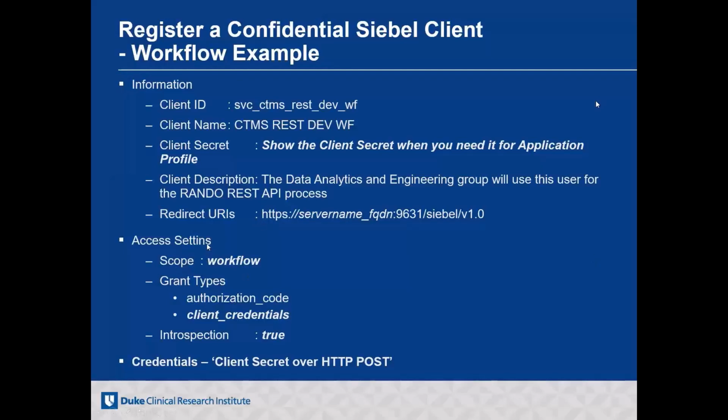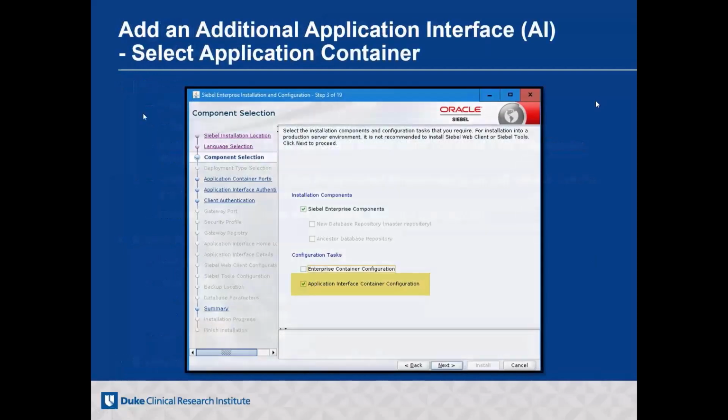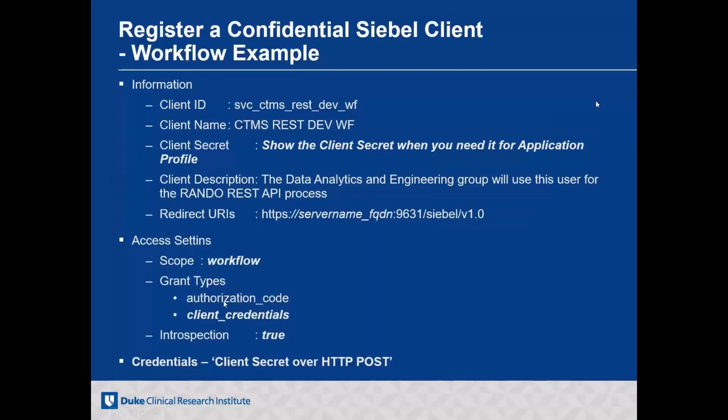When you do this, I got a misspelling there. Oops. The scope, when we do setting up OAuth, has to be workflow. In our particular site, that has to be done by our support team. I don't have a choice to put it in there. And you cannot put workflow and service as scopes for that user. Siebel doesn't like it. So it has to be one or the other. So you can't share a user ID between a service and a workflow REST call.